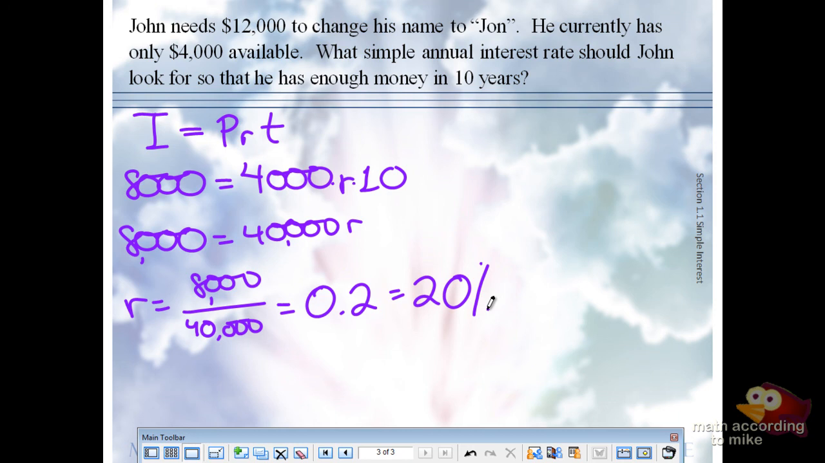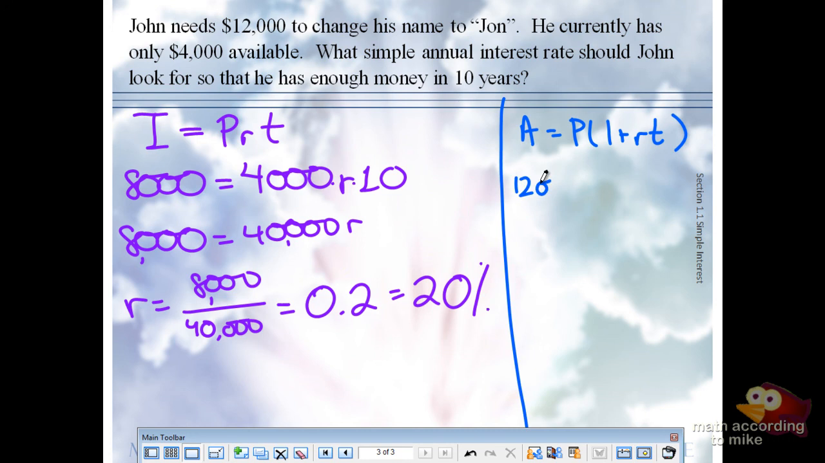Yay. If you pick the A formula, this is a little more straightforward. You would basically do the same thing that we did in the previous example. A would be the 12,000. P would be the 4,000. Instead of dividing by 4, if I chose to instead distribute the 4,000, you will notice that I'm going to have to write it down here.